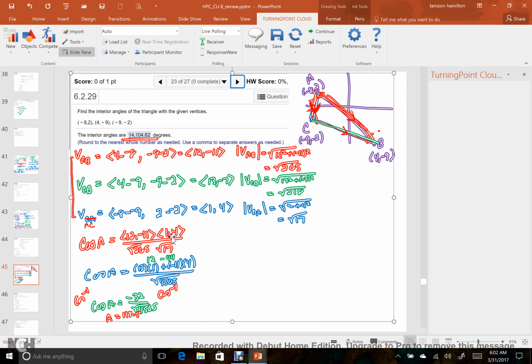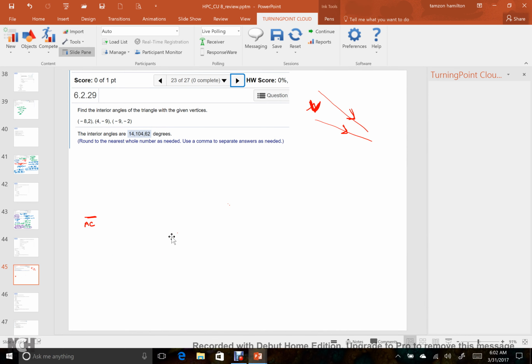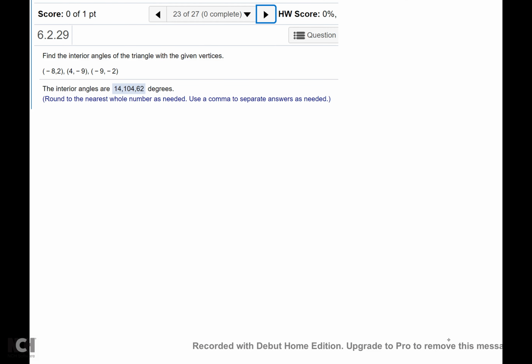So if I erase this mess and start over, we've got, oh sorry, I made a quick sketch, not to scale obviously. You got negative 8, 2, you got negative 9, negative 2, and you've got 4, negative 9. That's A, that's B, that's C, there's my triangle. So again, I wasn't paying attention to my direction that I was going, which obviously caused problems.